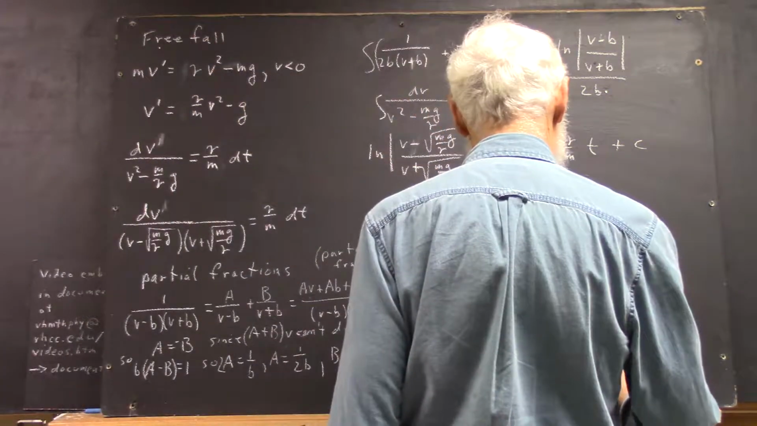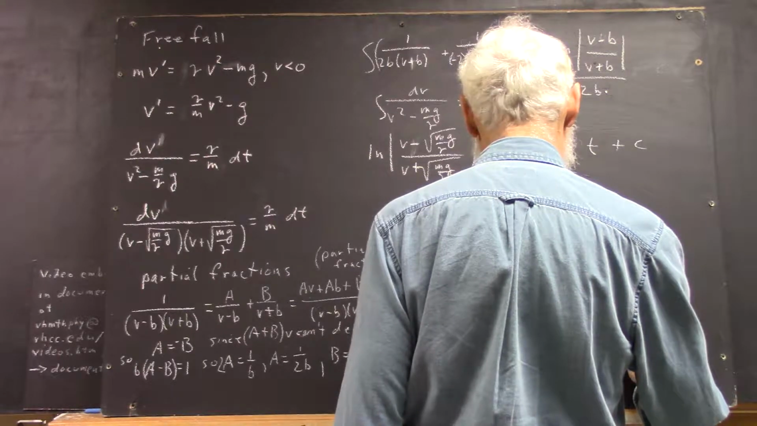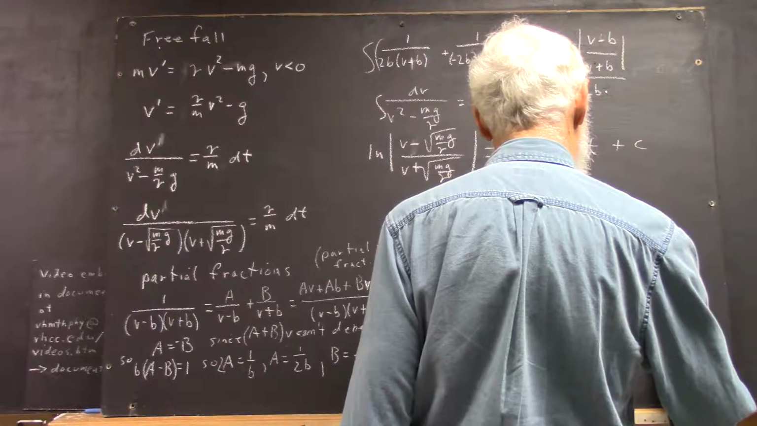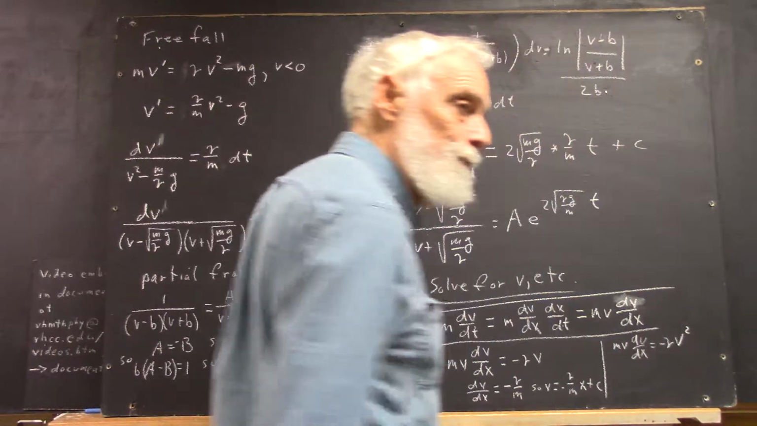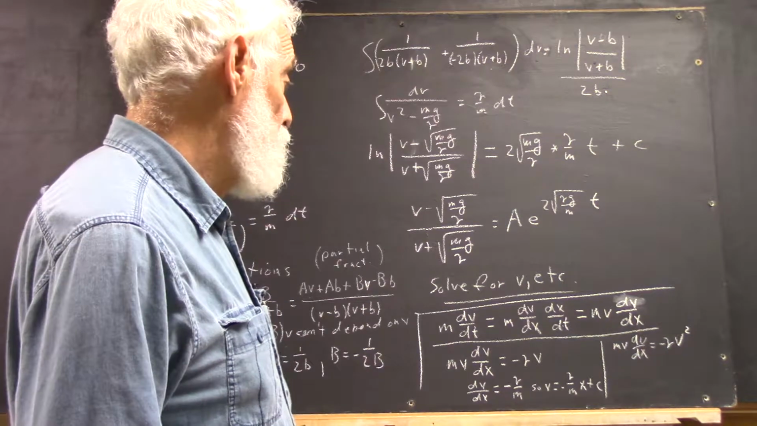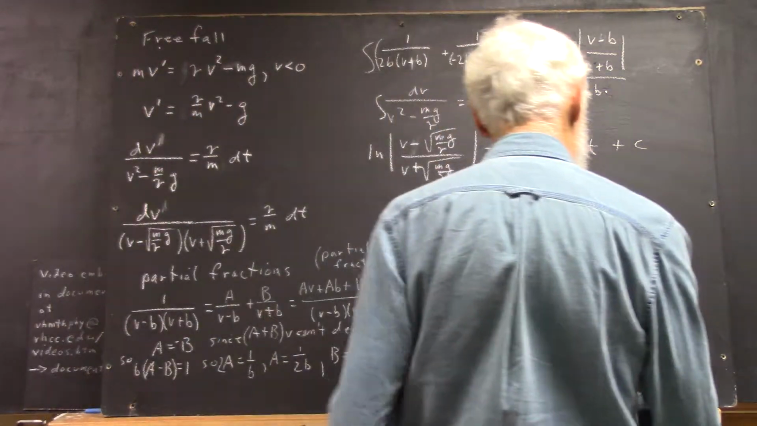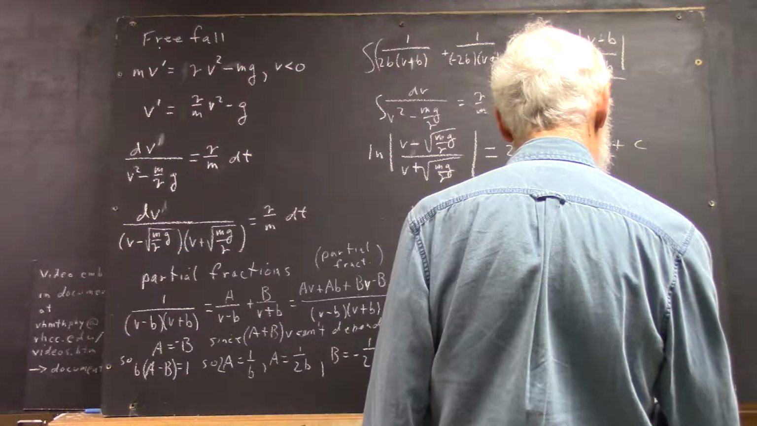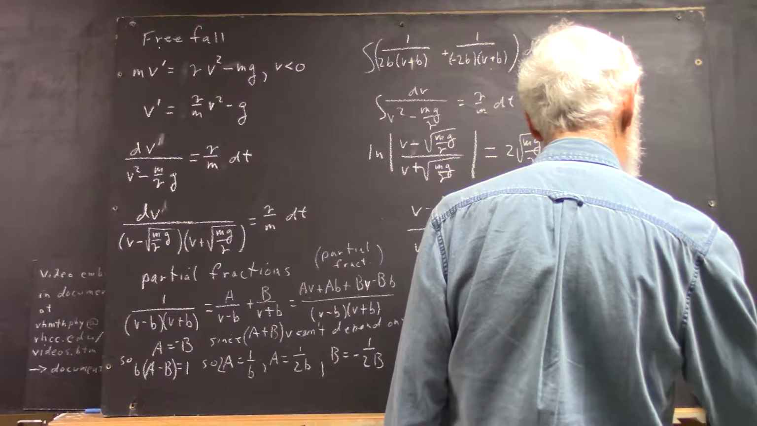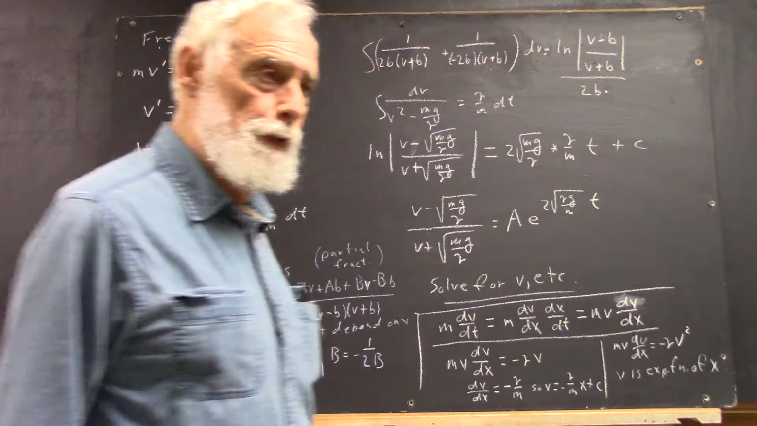And the other equation would become m v dv/dx equals negative gamma v squared. Okay? So that v is an exponential function of x.